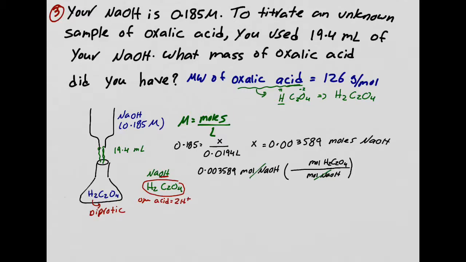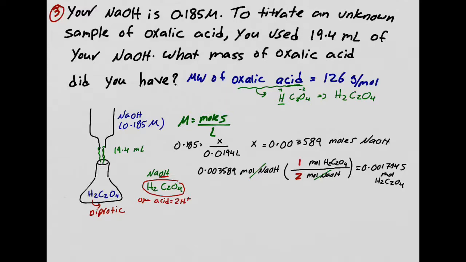What is my mole ratio here? Remember, for one oxalic acid, to neutralize one oxalic acid, how many NaOH you need? You need 2 NaOH. You need 2 NaOH to neutralize that one oxalic acid. Are we good so far? Okay, so if I do this, what I end up getting is 0.0017945 moles of oxalic acid.